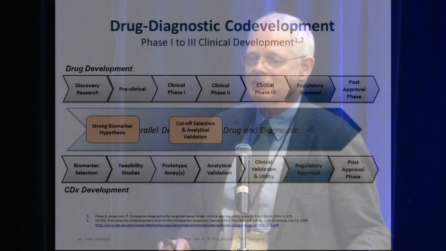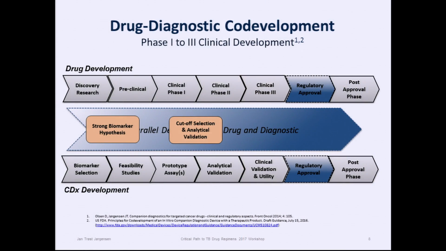If you are able to select such a cutoff, the next thing is analytical validation, and this, as I can also hear from some other presentations here, is definitely not a trivial procedure, and it's in fact a very, very important procedure in relation to a companion diagnostic. It doesn't matter that you have a strong biomarker hypothesis and you have proved that it has predictive potential if you cannot trust your assay.